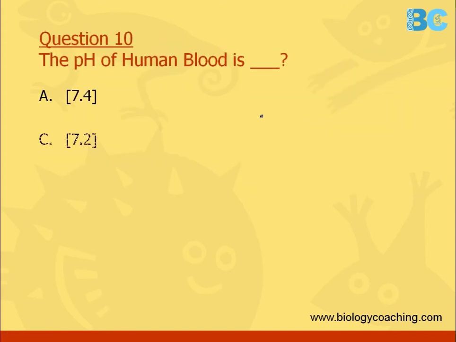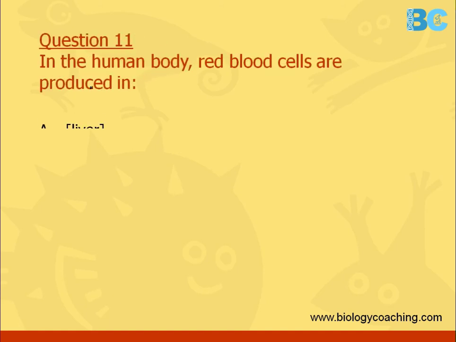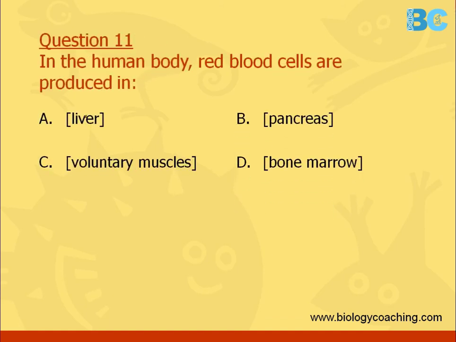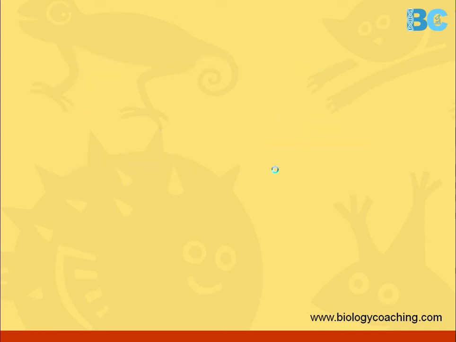Next question is, the pH of the human blood is, and the answer is 7.4. Next question is, in the human body, red blood cells are produced in. Options are liver, pancreas, voluntary muscles, and bone marrow. And the answer is bone marrow, undoubtedly. You all know that in the bone marrow, the red blood corpuscles are formed.